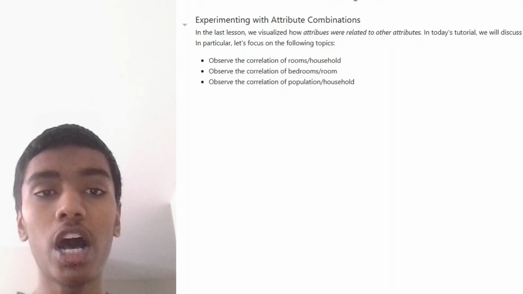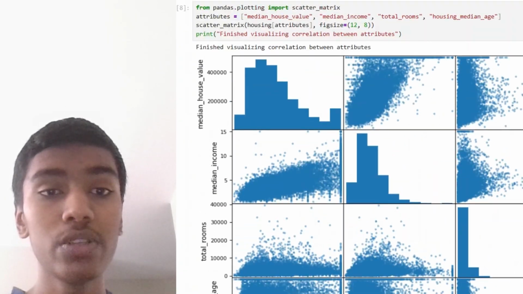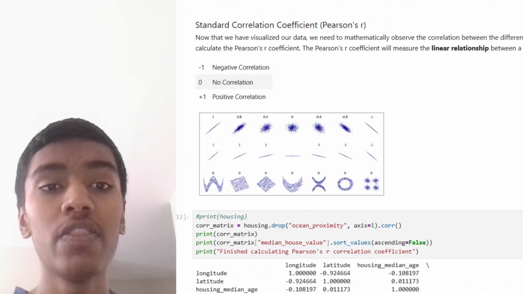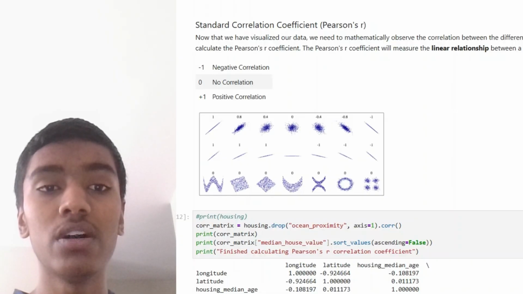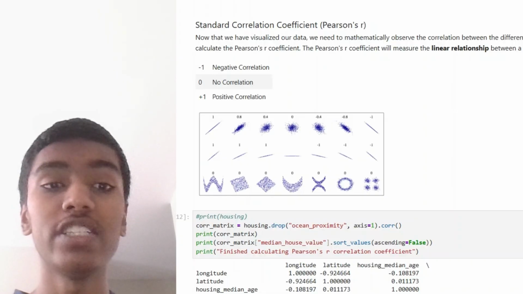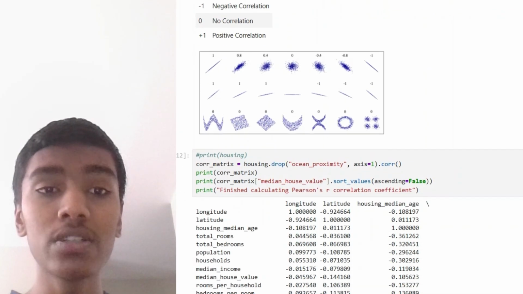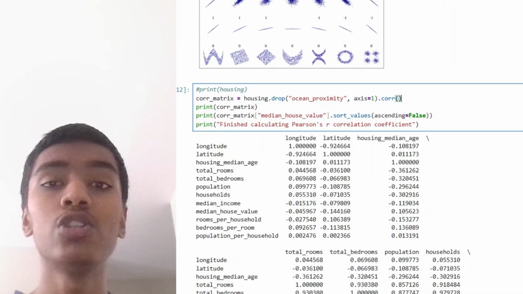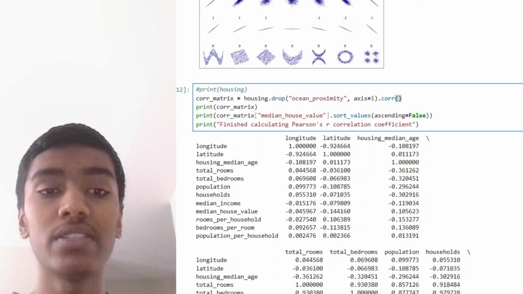And so let's go ahead and start off by taking a look at what we discussed in the previous lecture. In the previous tutorial, we discussed how exactly we could determine the correlation between each of our data. In particular, we're taking a look at the standard correlation coefficient, the Pearson R correlation coefficient. And we took a look at what data had to be removed from that data. In particular, we had to drop the ocean proximity, and the reason for that was because that was non-numerical data.